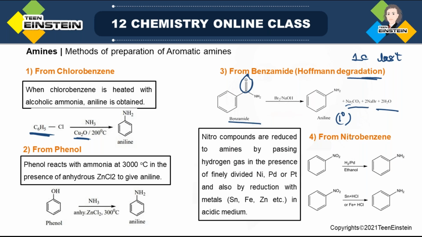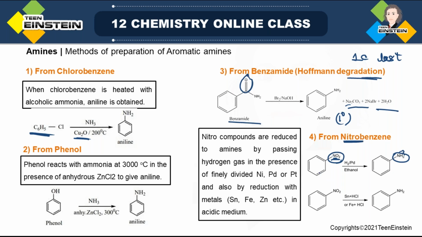Fourth method, now the starting material is nitrobenzene. Here the nitrogen atom is already present, so what we have to do is use some reducing agent, the NO2 group is reduced to NH2. So you don't need to use any ammonia-type reagent because nitrogen is already present, and this N will be the N of NH2.